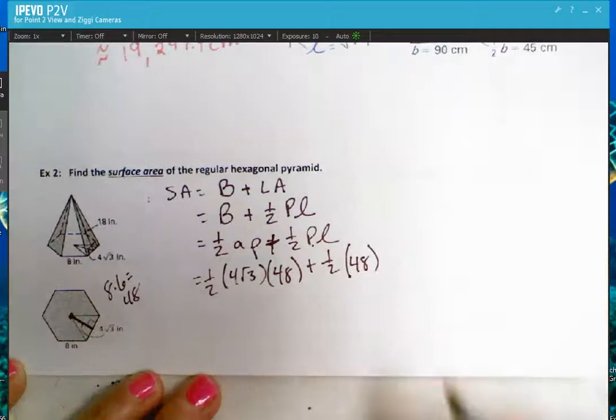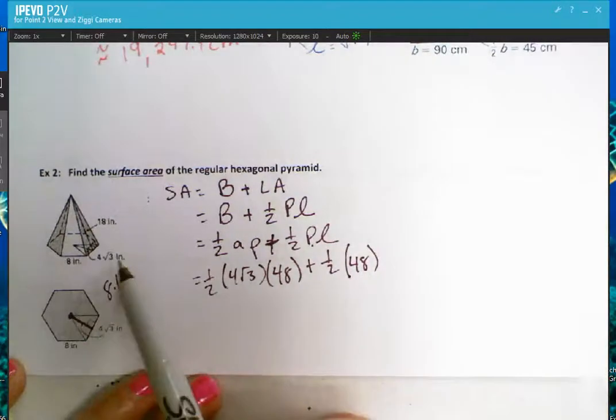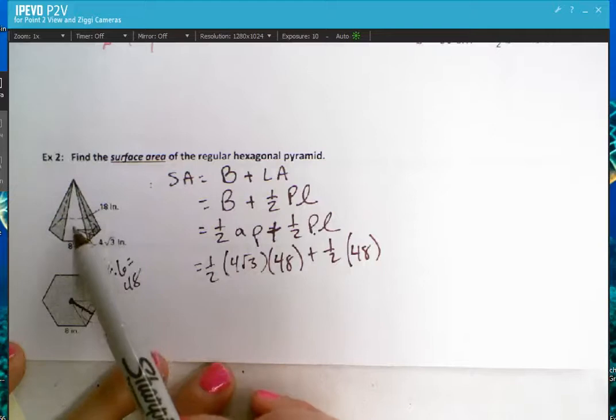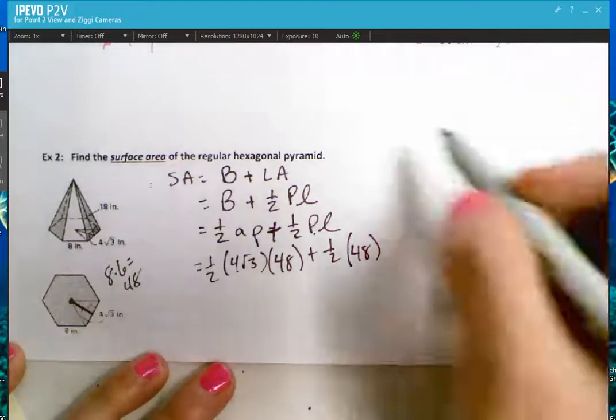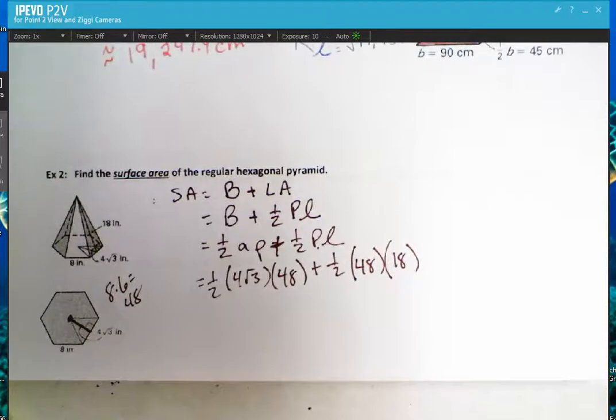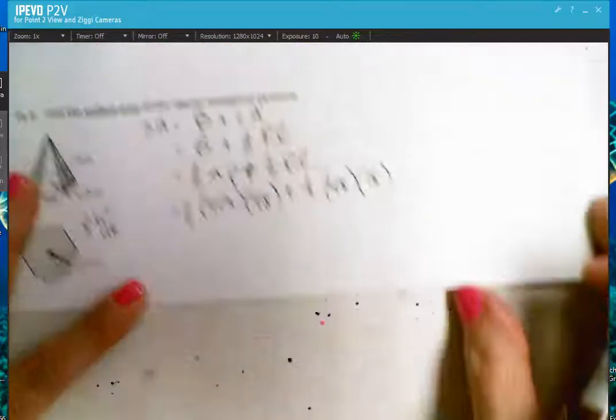And now all I need is my slant height. So go back to my original. Lucky for us, they already told us our slant height. We don't need to find it using the Pythagorean theorem. So we know the slant height is 18. Substitute in the pieces, simplify, and then go from there. We always want to start with an exact answer if we can.